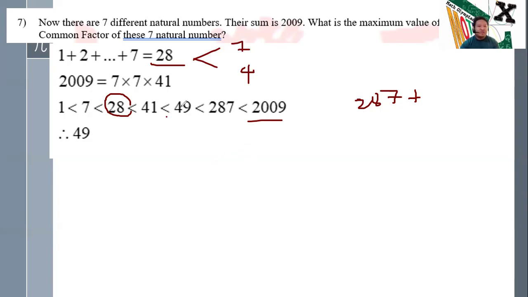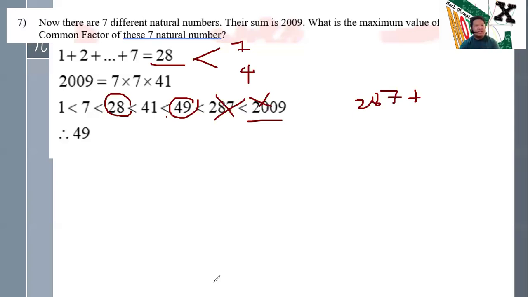So we can use 49 as the greatest common factor of those numbers, because 287 is not a possible one. For it to be a greatest common factor or highest common factor, it should be one of the factors of 2009. So the only one that we can use here is 49. 49 for that one, and that's the answer to our question.